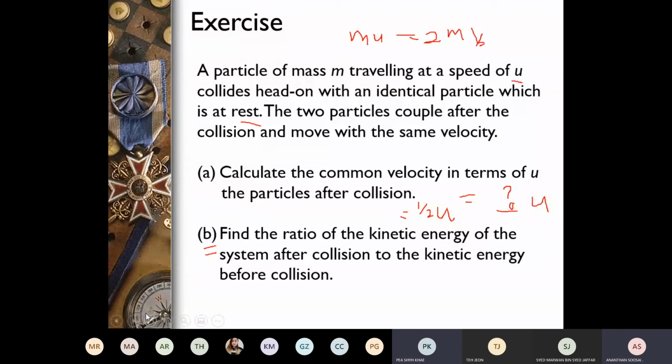What is the ratio of the kinetic energy after collision and before collision? Ek after collision. That means when they join up together, what is their kinetic energy over the Ek initial?